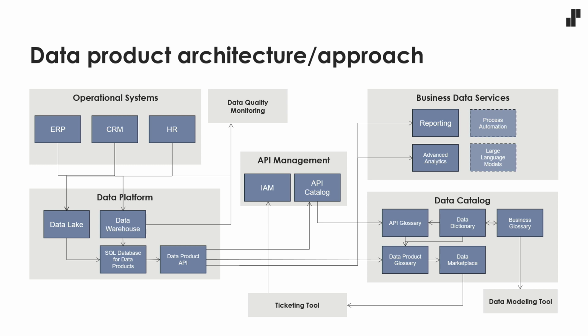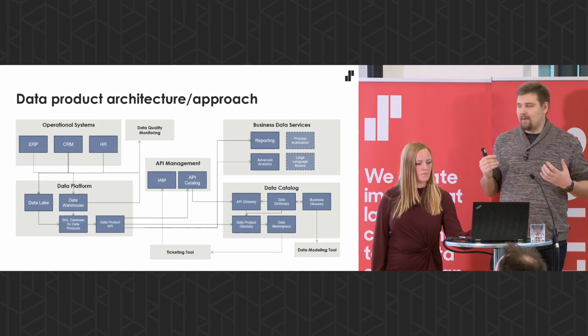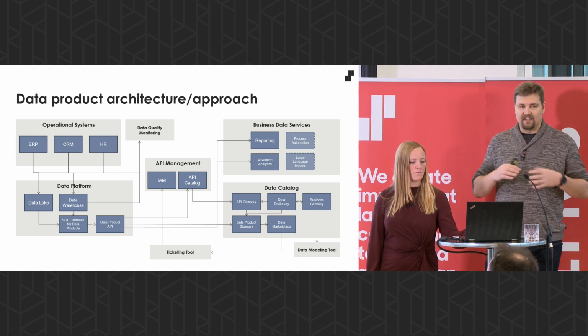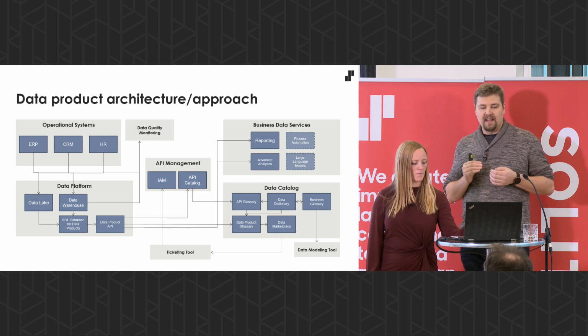And then this data product API is connected to the data catalog as well as the API management. So within the API management, that's the place where the API is actually managed and published and cataloged. And then the content from an API catalog is connected to the data catalog through this API glossary that is then also connected to the data product glossary. So now we have a place where we have all the data products listed within the data catalog.